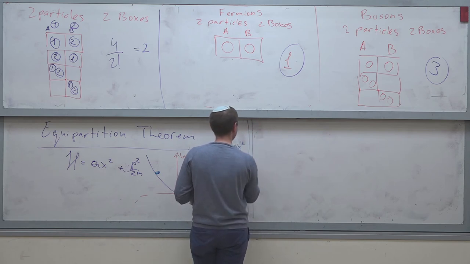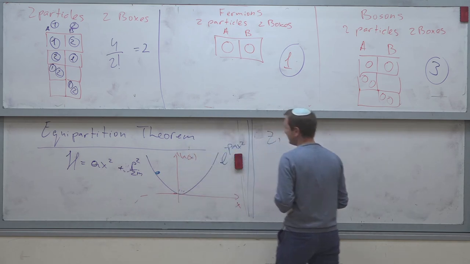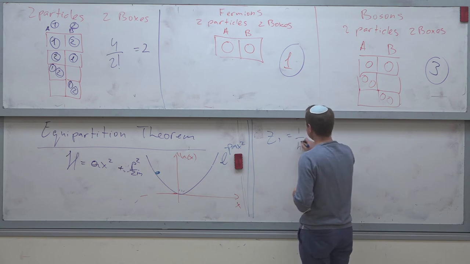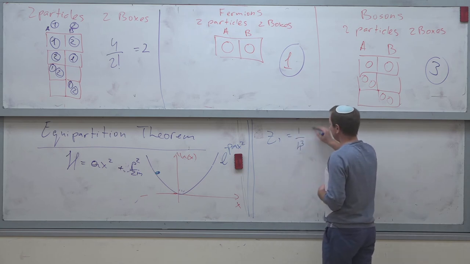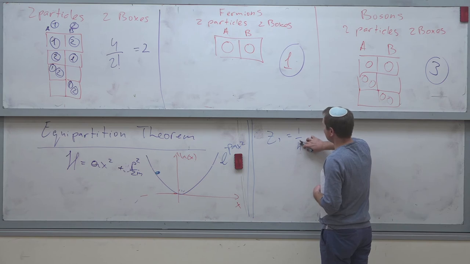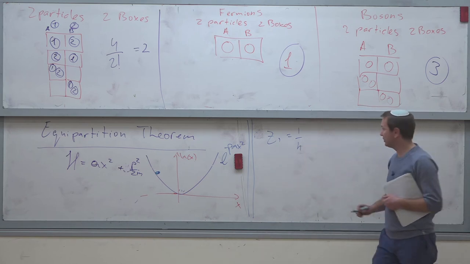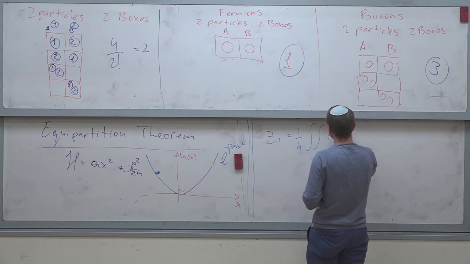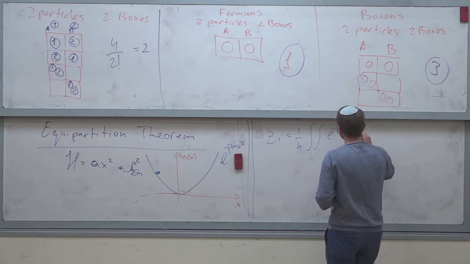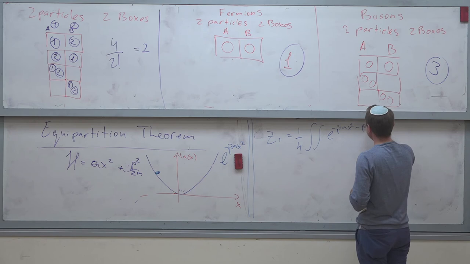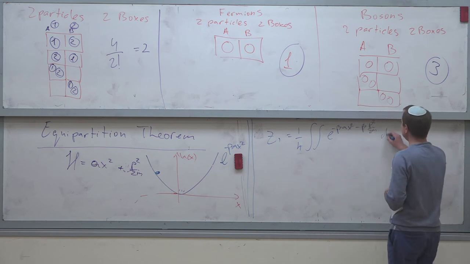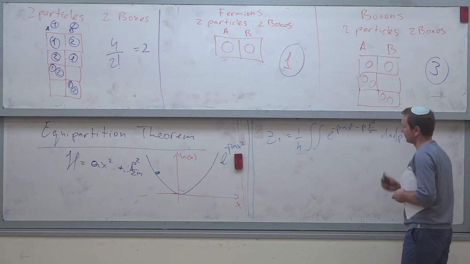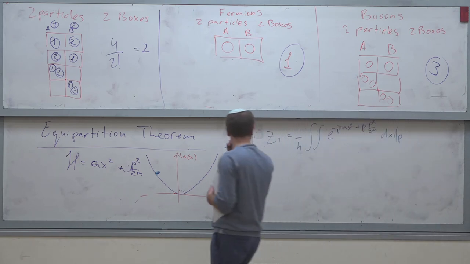So what is Z1? It is this integral, 1 over h to the third. Or 1 over h, I'm sorry, because we have only one dimension over here. A double integral, e to the minus beta a x squared minus beta p squared divided by 2m, dx and dp.